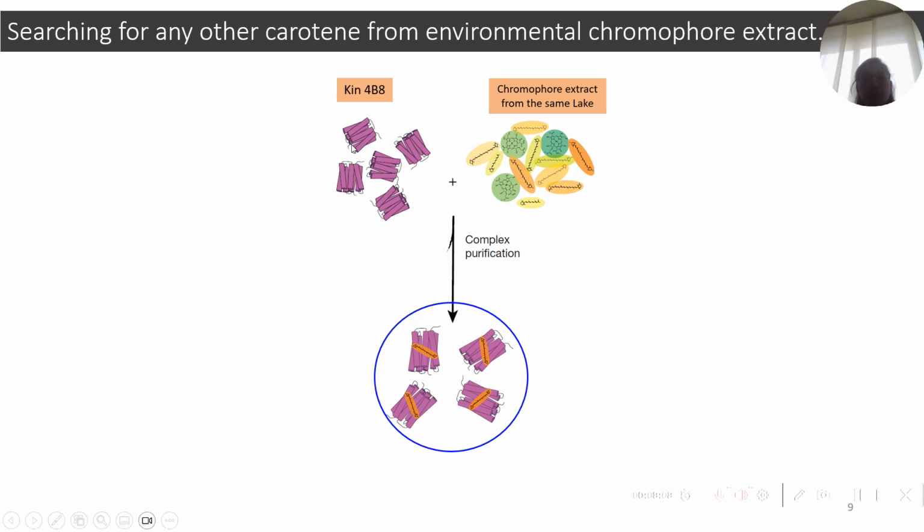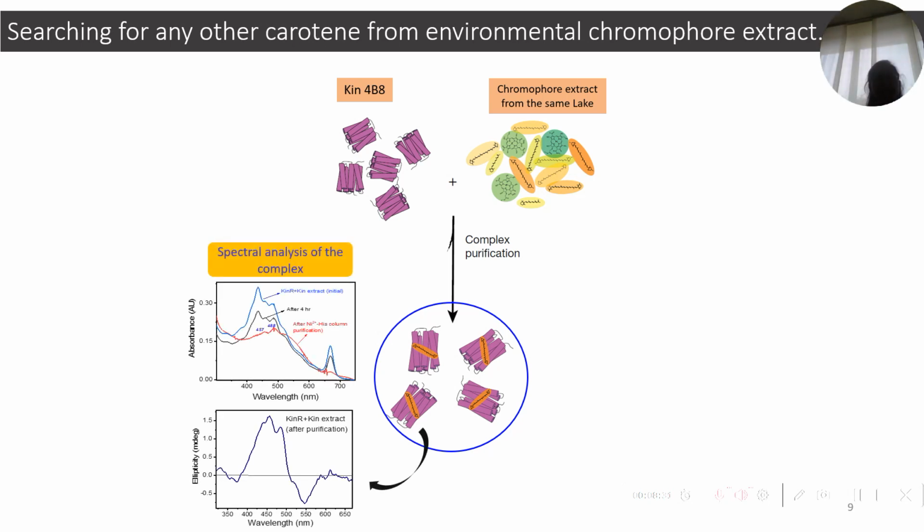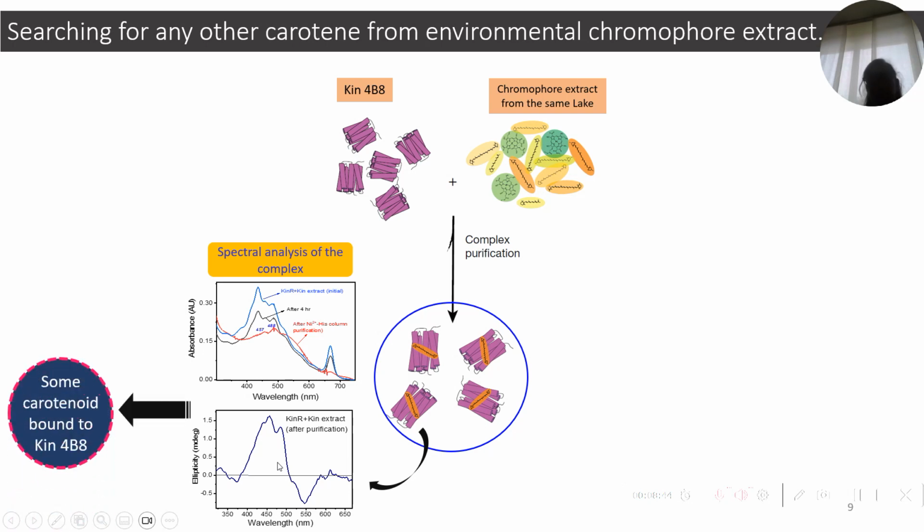So for that purpose, we took the protein, and then we did sampling from the same lake, and we took the chromophore extract from the same lake and then mixed together. And after purification of the complex, if there is any carotene present in there, that means that this is the actual carotene that binds with the protein. And then with the spectral analysis, we find that indeed there is a presence of some carotene in the purified sample, and also CD spectra suggests that there is some species that is present in the sample.